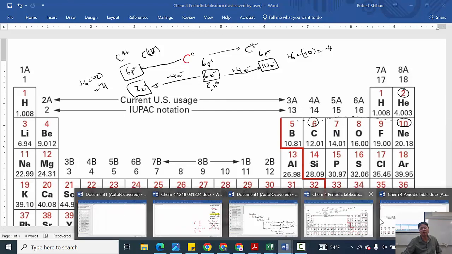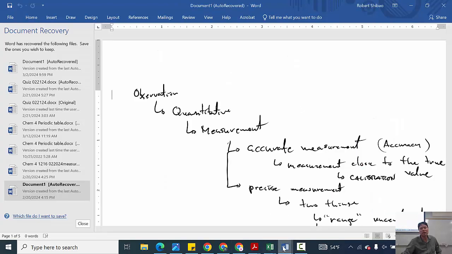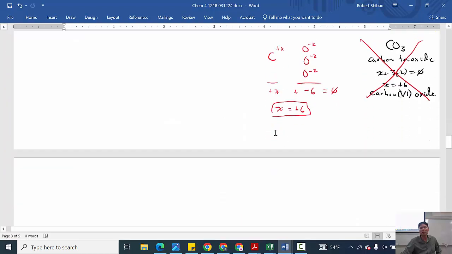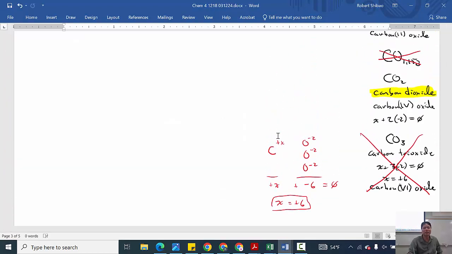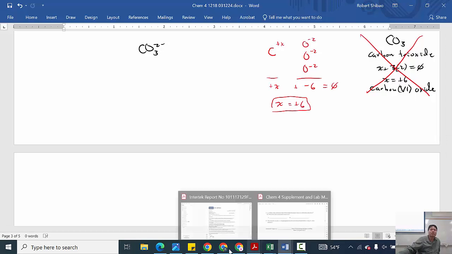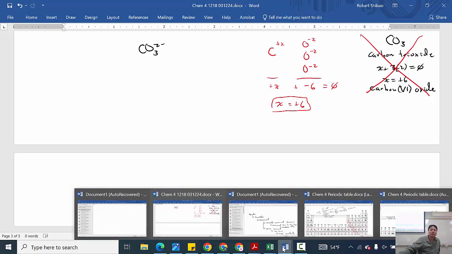So we don't expect carbon trioxide. However, we might see something like this. What is the name of this? This is a polyatomic oxyanion off the periodic table. So let's go back to the periodic table and take a look.